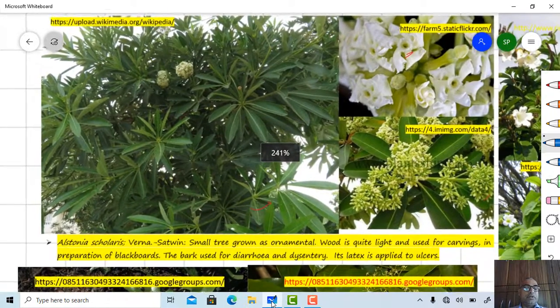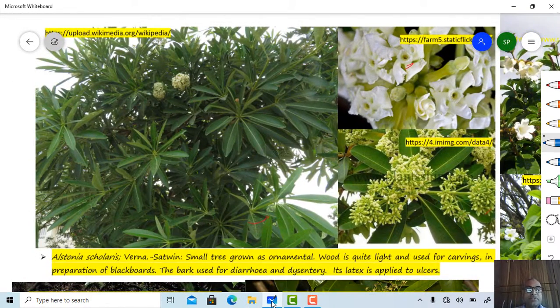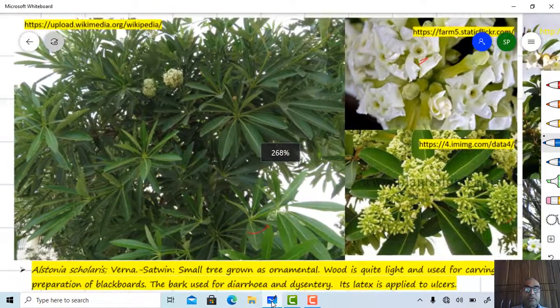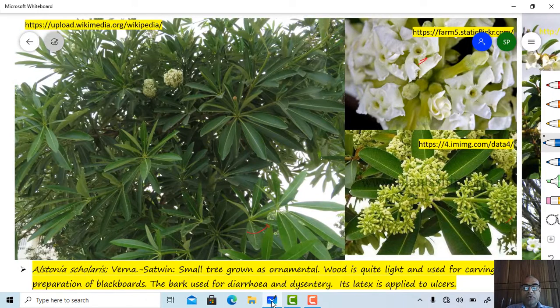So this one is Alstonia scholaris. The vernacular name is Satvin. It is a small tree, grown as an ornamental plant. The wood is light and used for carving as well as for the preparation of blackboards. The bark is used medicinally in diarrhea and dysentery, as well as in ulcer disease. The latex of this Alstonia scholaris is also used.